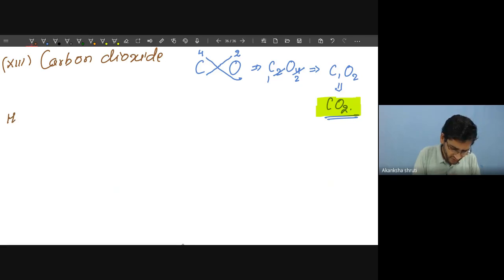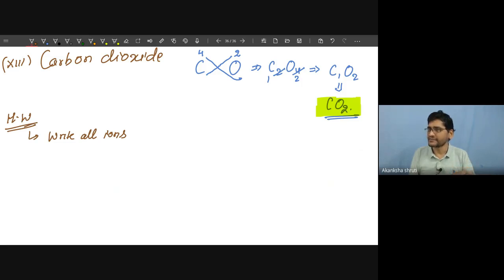So write down the homework. Your homework is to write all ions, means cation, anion, everything. Cation means positive charge ion, anion means negative charge ion. So write all ions in the above table. Once more, you have to write by recalling. Means you have to write the monovalent, divalent, trivalent, monovalent positive, monovalent negative, everything. It will be one thing.